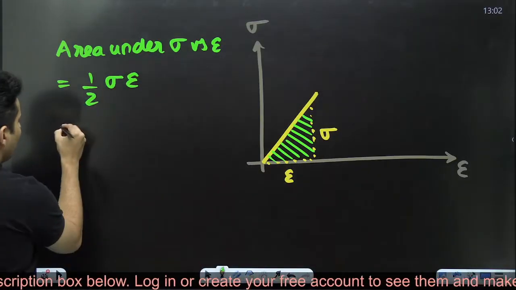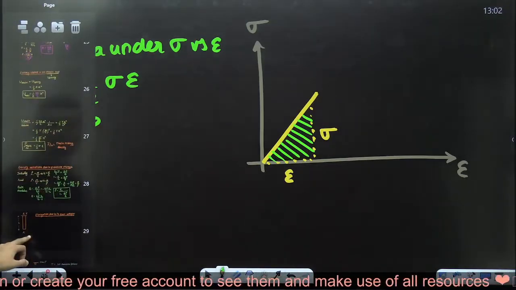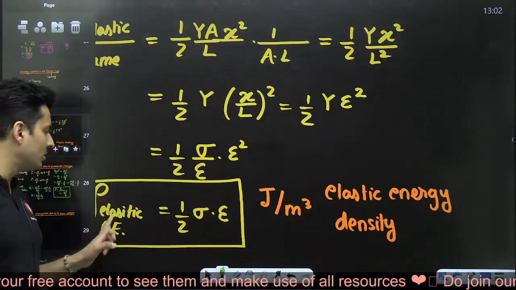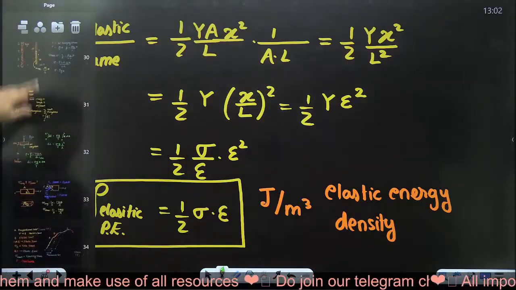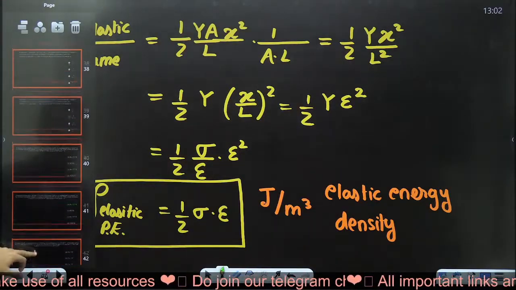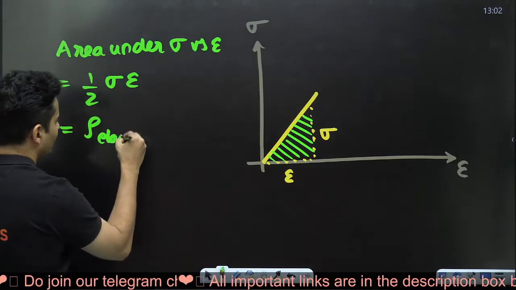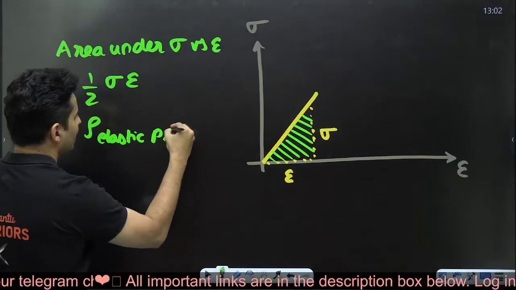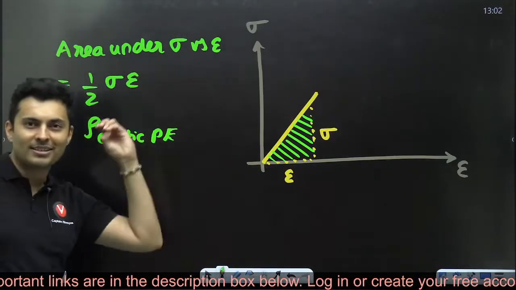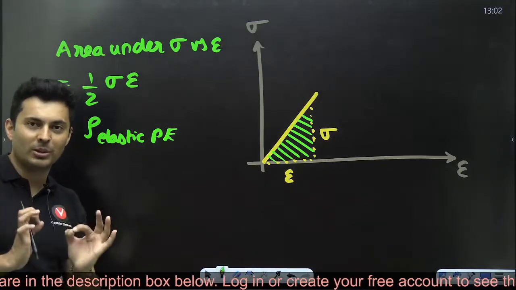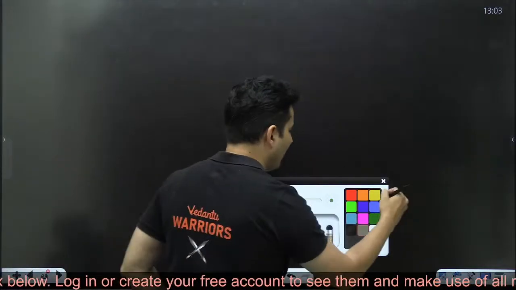And we already know what this particular value is. We have done this right over here. Half stress into strain is the elastic energy density, joules which are stored per meter cube. So that's all. I can just say this is nothing but elastic potential energy. That's it. So area under stress versus strain gives you the energy which is stored per unit volume. And we can use this for another calculation also.